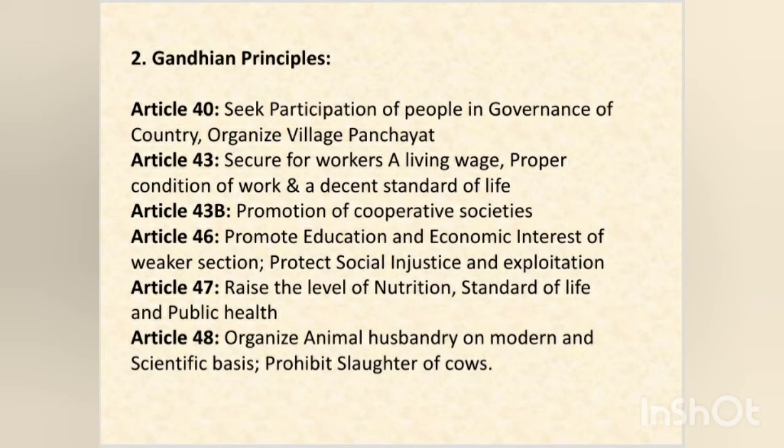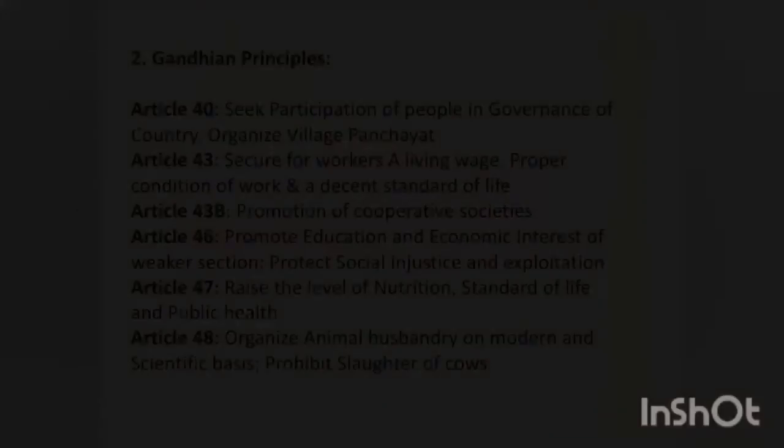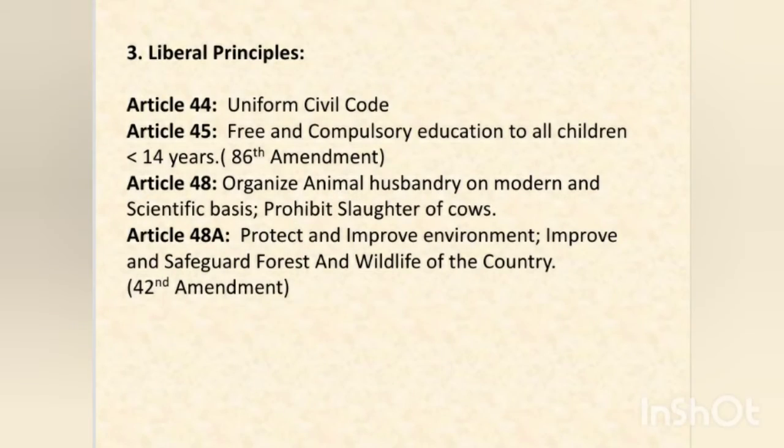Then we have Article 43B, which is the promotion of cooperative societies. Then Article 46, which promotes the education and economic interests of weaker sections and protects them from social injustice and exploitation. Then we have Article 47, which is to raise the level of nutrition, standard of life, and public health. Then we have Article 48, which is to organize animal husbandry on modern and scientific lines, and also to prohibit the slaughter of cows. The third and the last principle is the liberal principle, which talks about liberalism.